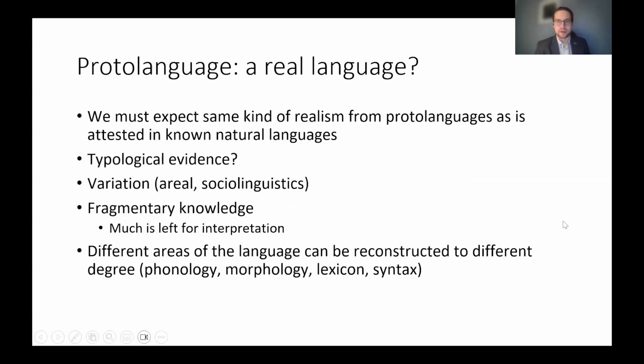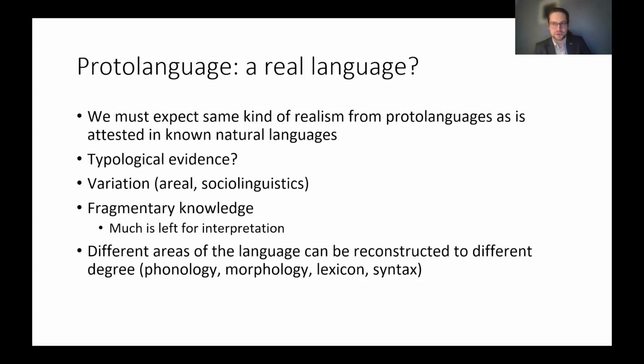So a reconstructed proto-language still has to work like a real language, so we must accept the same kind of realism from proto-languages as we know from natural languages known to us. But the problem is that there are some things that we really can't reconstruct, like variation. It is basically impossible to reconstruct dialects of a proto-language based on the historical comparative method. We always have fragmentary knowledge about some parts of the proto-language, so much is left for interpretation, and different areas of the language can be reconstructed to different degrees.